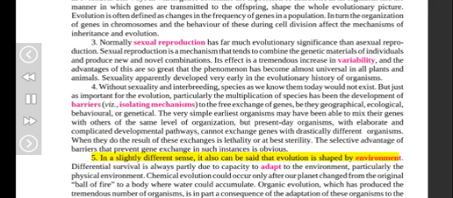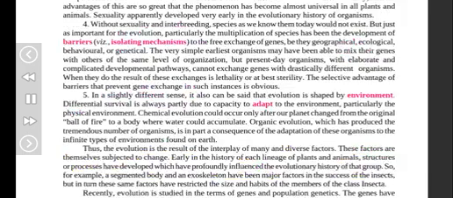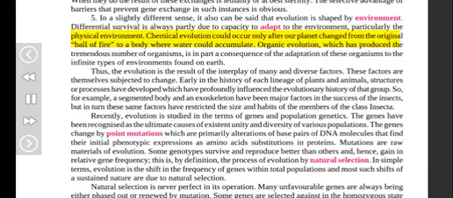5. In a slightly different sense, it also can be said that evolution is shaped by environment. Differential survival is always partly due to capacity to adapt to the environment, particularly the physical environment. Chemical evolution could occur only after our planet changed from the original ball of fire to a body where water could accumulate. Organic evolution, which has produced the tremendous number of organisms, is in part a consequence of the adaptation of these organisms to the infinite types of environments found on Earth.